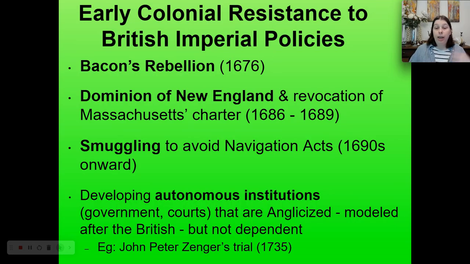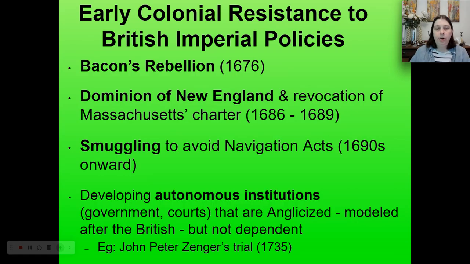And in about a year and a half, when James is overthrown in the Glorious Revolution back in Britain, colonists happily have their own little revolution, overthrow Andros. He gets back on a ship and is sort of chased out of the colonies, and they immediately return to their original charter status under the new King and Queen, William and Mary. Smuggling that we just talked about, that's another great example of resistance to British policies, right, avoiding the Navigation Acts.